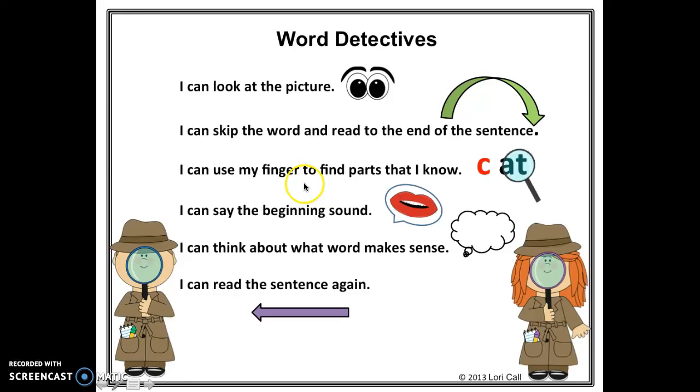I can use my finger to find parts that I know. So looking at this word, I see a part that I know is at. When I add the k to the at, I know the word says cat. Okay?